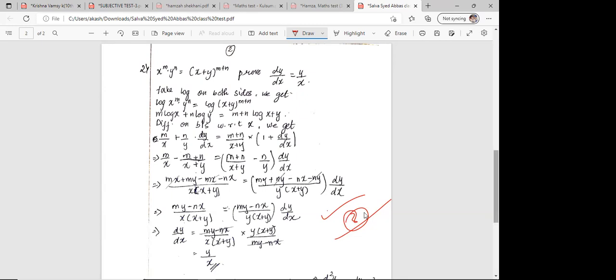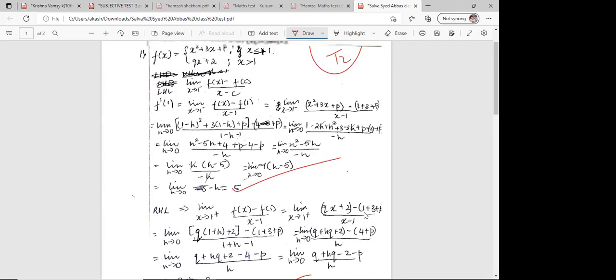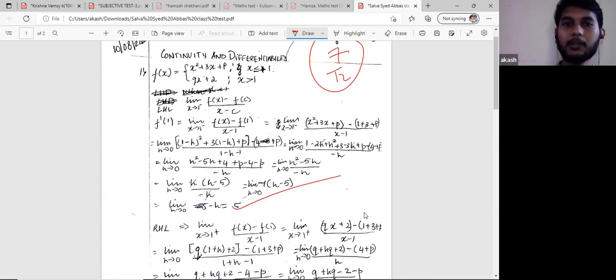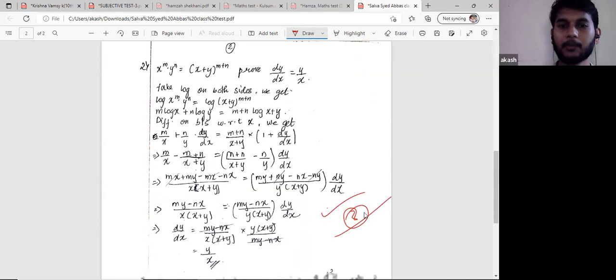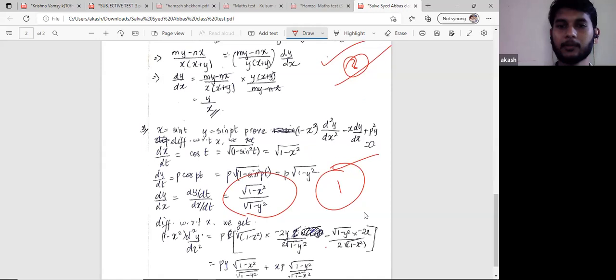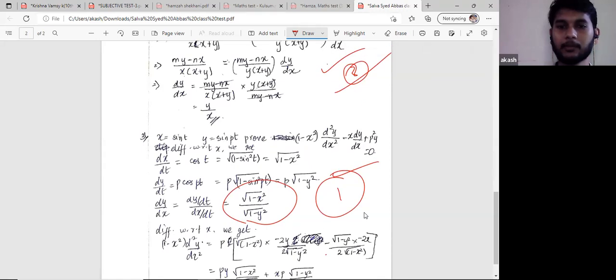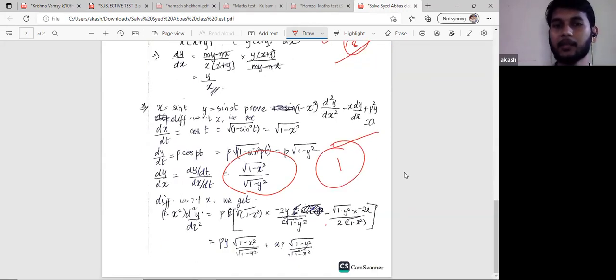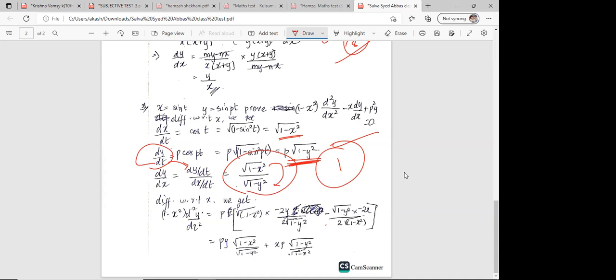Right. Sir, can you solve the first question? All right. I'll be solving the first question. No worries. Here, Silva, dy upon dt is p upon under root 1 minus y square. Dx upon dt is under root 1 upon x square. But you wrote this inverse, right? Yes, sir. You forgot the p also.